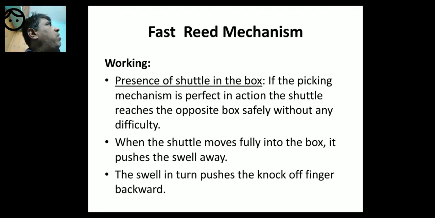Presence of shuttle in the box. If the picking mechanism is perfect in action, the shuttle reaches the opposite box safely without any difficulty. So, dear students, if the picking mechanism is perfect in action, the shuttle reaches the opposite box safely without any difficulty.